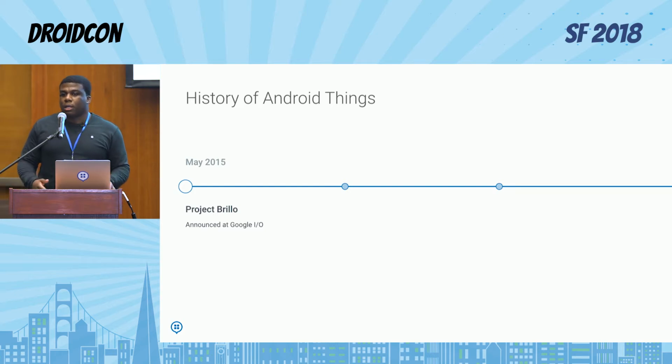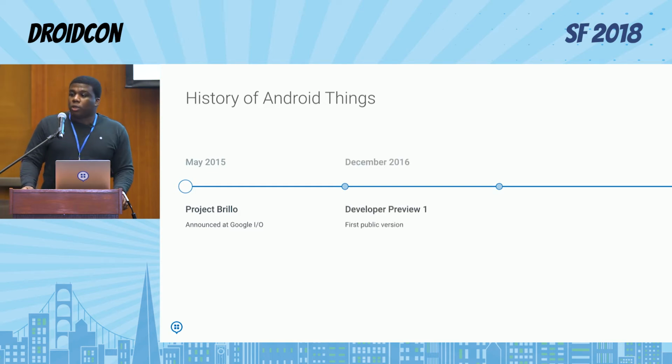Android Things was the name that came out a few months after, in December, when they actually released the first developer preview. It was a really fun time, but also a really bad time because there were a lot of issues with the first public version. It was definitely something really new, but something very exciting.